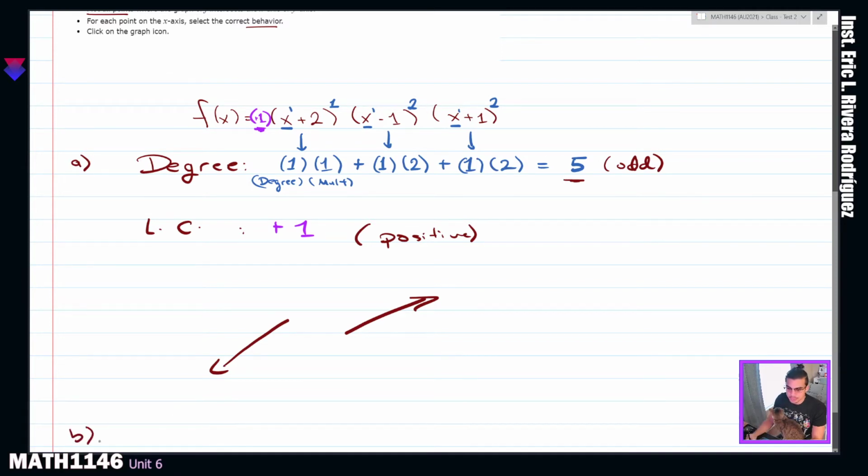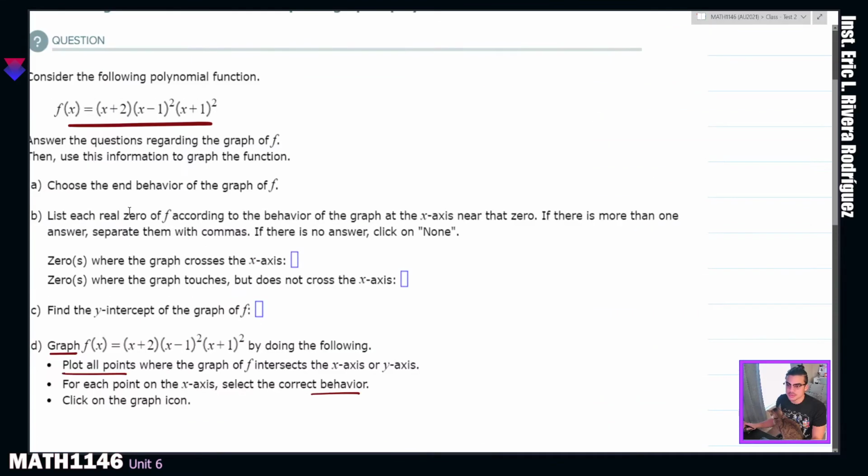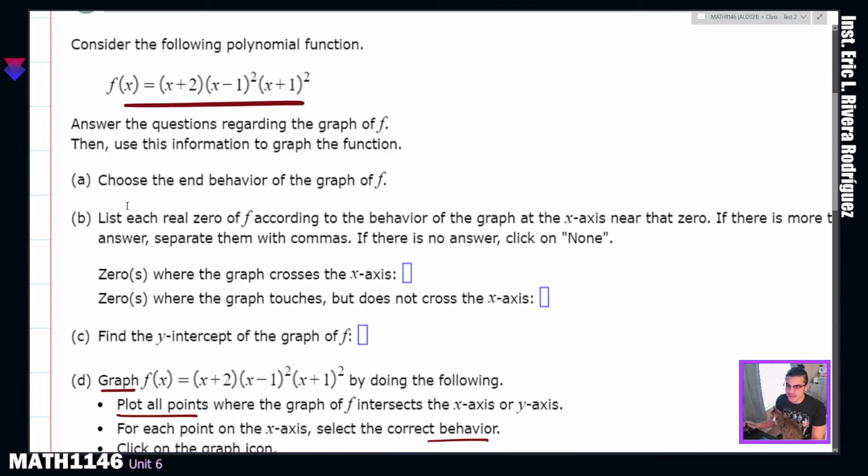Then for B, here I believe in Alex you have a multiple choice or a menu, you need to select the one that says falls to the left and rises to the right, something like that. Okay, so on B we are going to list.